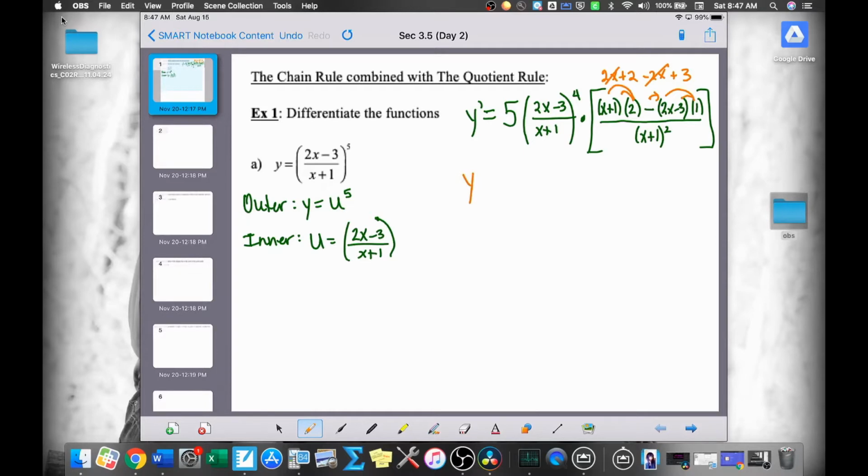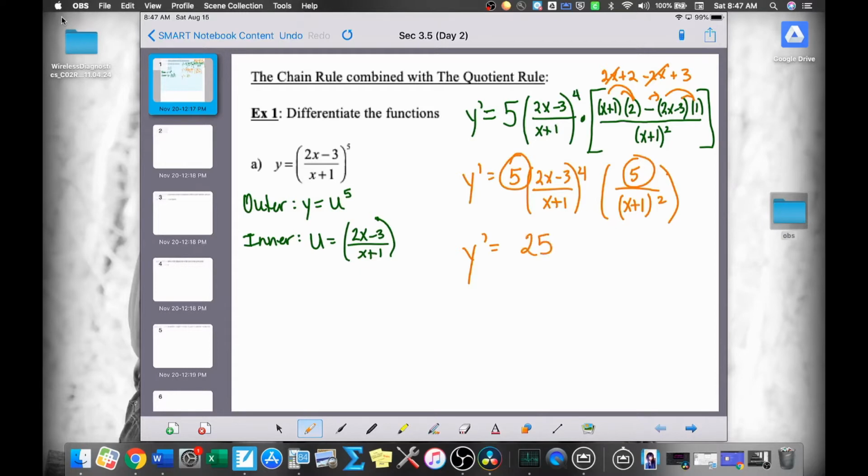So in the next step, I have y prime is equal to 5 times my 2x minus 3 over my x plus 1 to the 4th power. And now over here, I just have 5 over x plus 1 quantity squared. So I can do some more combining and simplifying. I can multiply these two 5's in the numerator together. 5 times 5 is 25.